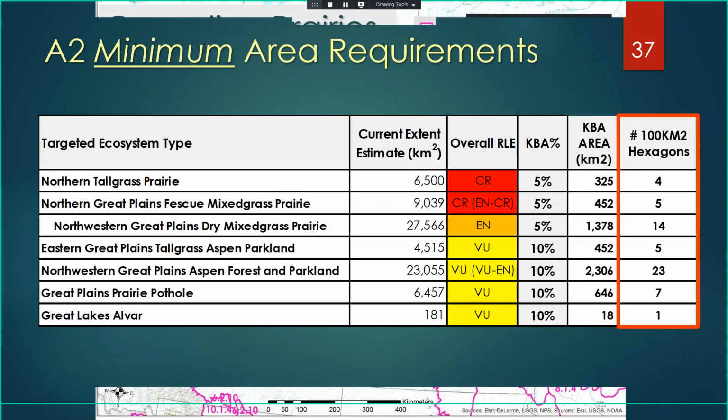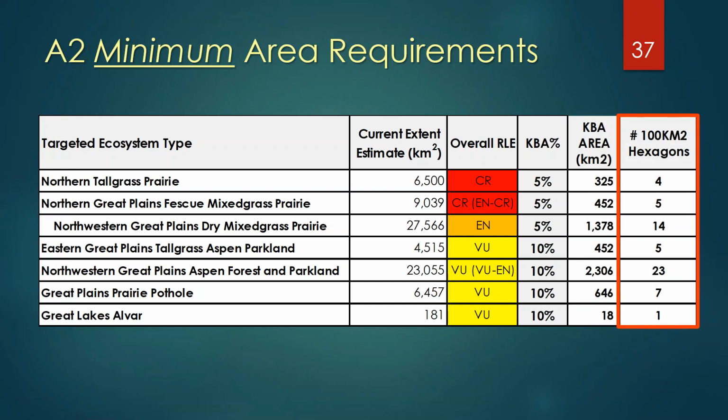So let's look at the KBA A2 criteria. It boils down to, is it critically endangered or endangered? It's a 5% threshold that we need to meet. We have the estimates of current extent in square kilometers here, and that leads us to a KBA minimum threshold in terms of square kilometers that we would need to meet for each of these types in order to qualify as a KBA. And again, we're just using these 100 square kilometer units as an initial spatial unit of analysis to help us cope with all these numbers and understand where we might cross those thresholds.